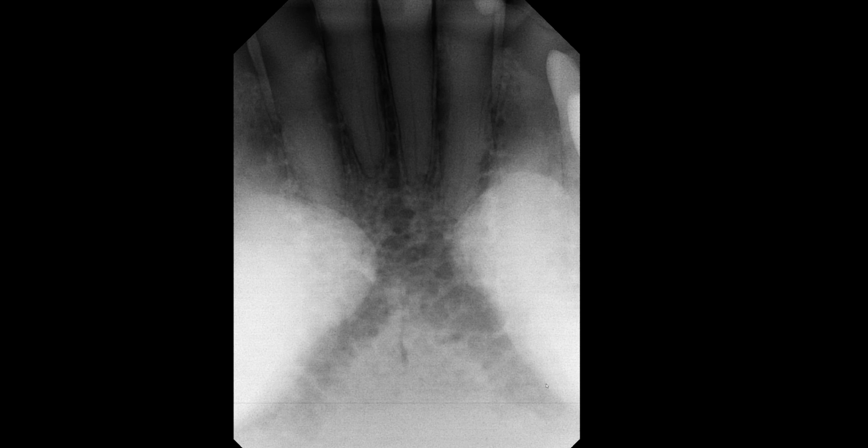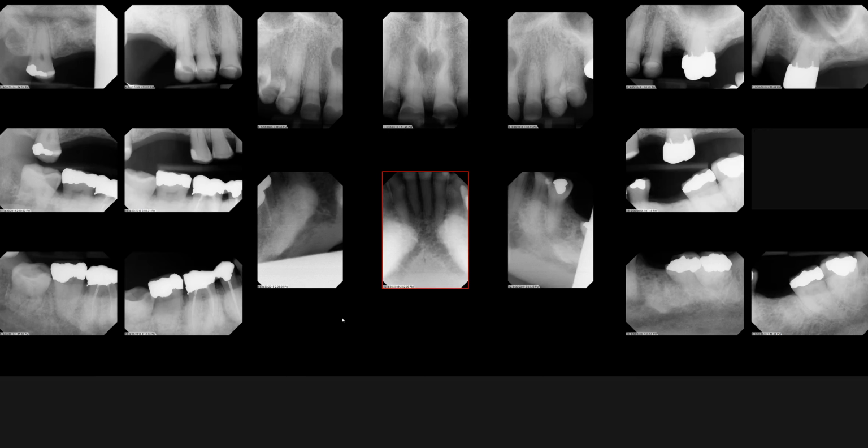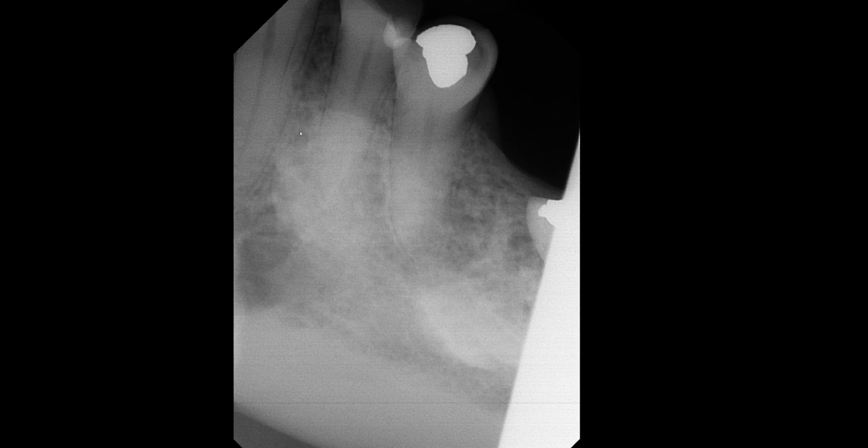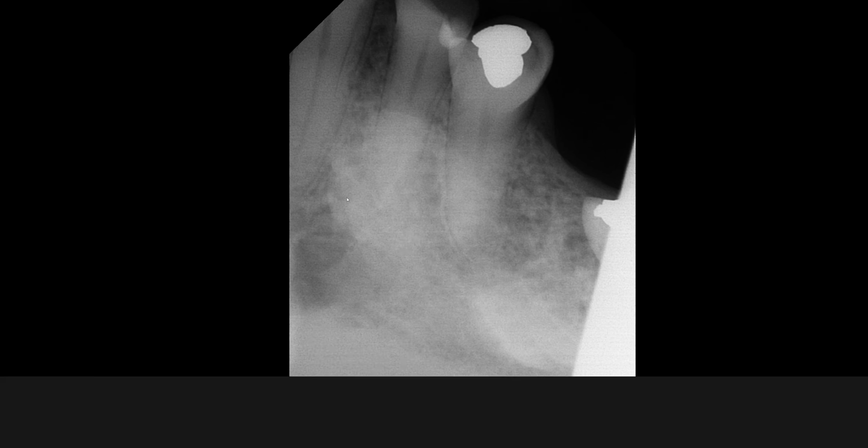In order to gain a better visualization and appreciation of the size of these two opacities, we're going to look at the adjacent radiographs. So let's look at this one. We can again see, although it does not show a well-defined border as it did on the other radiograph, you can partly make out the border of this opacity, and it's clear that there's a zone of radiopacity, which makes it more difficult to visualize the PDL space of this particular premolar.